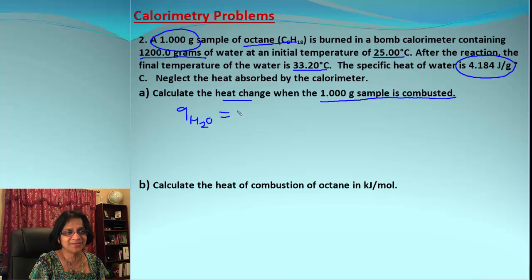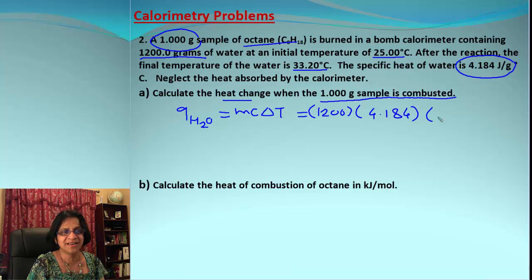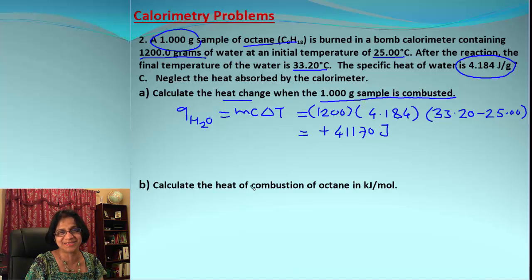And heat gain by water will be m c delta T. Mass of water is 1200. C for water is 4.184. And delta T for water is final minus initial. So it's 33.20 minus 25.00. And when we calculate, we get 41170 joules. Now this is heat which is gained by water.